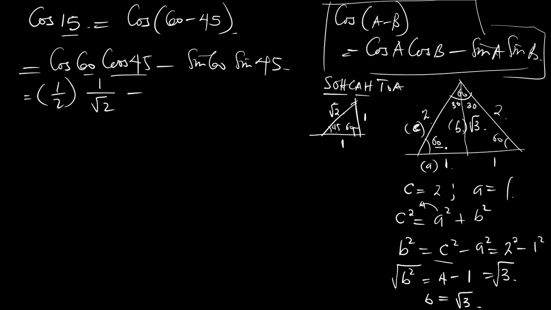sine 60. Come here, sine 60 is opposite all over hypotenuse, so this is the opposite. The opposite is root 3 all over 2. Now times sine 45. Sine 45 is the same thing as cos 45, so you have 1 all over square root of 2. So this is the same thing as saying 1 all over 2 times 1 all over 2. You have 1 all over 2 root 2 minus this.